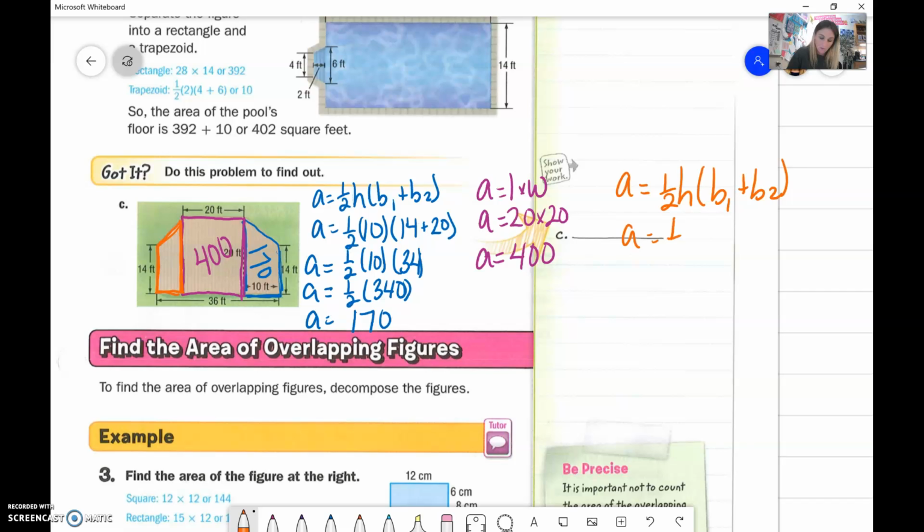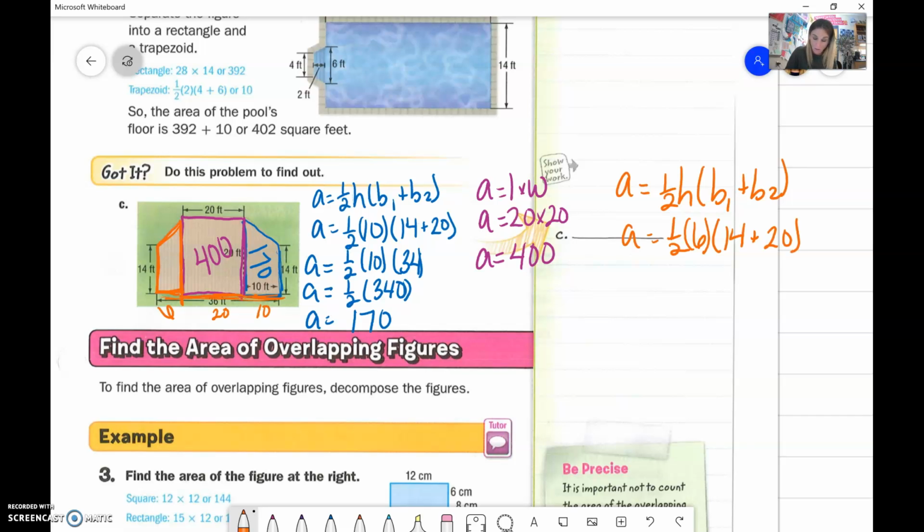So area equals 1/2, and what's my height on this? Well, let's see. This whole thing is 36. Here is 10. We knew that this was 20, so that would make this height 6. So there's 10, there's 20, and I need it to be 36, so there's 30 plus 6, so I know that the height is 6. My base 1 is 14, plus my base 2, which is 20 on the other side.